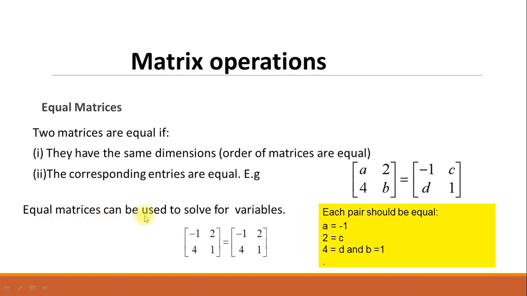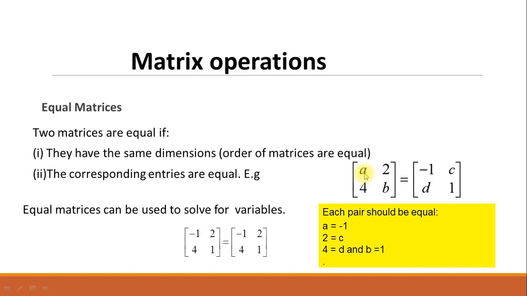Equal matrices can be used to solve for variables. For example, these two matrices are equal. Since these two matrices are equal, we can compare the corresponding elements of these two matrices. So by comparing we can find the unknown variables in these matrices.